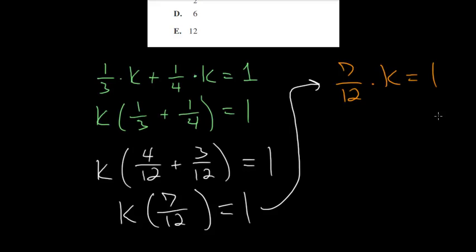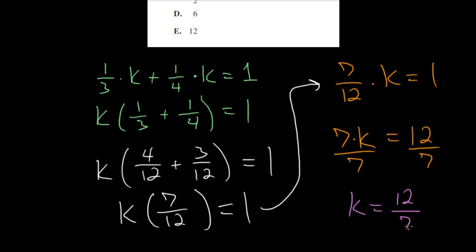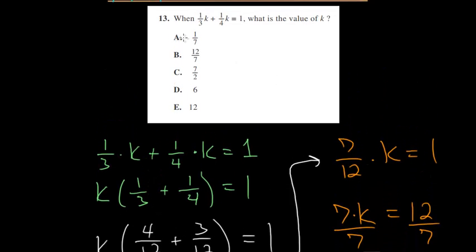And we can multiply each side by 12. So that on the left-hand side, the 12 in the denominator is canceled out. And on the right, we have 1 times 12, which is 12. And now dividing everything by 7, we're left with that k is equal to 12/7. And this will be our final answer. So if we go up, you can see choice letter B would be the correct choice.